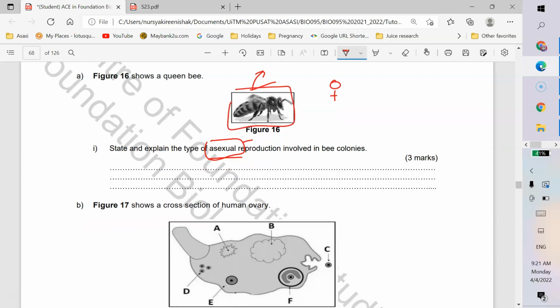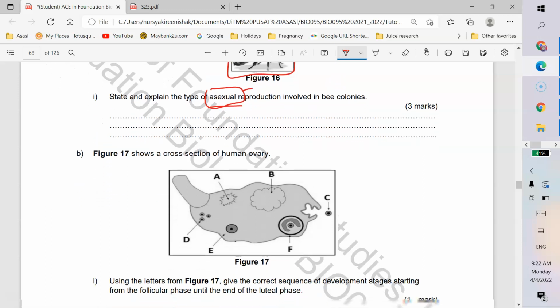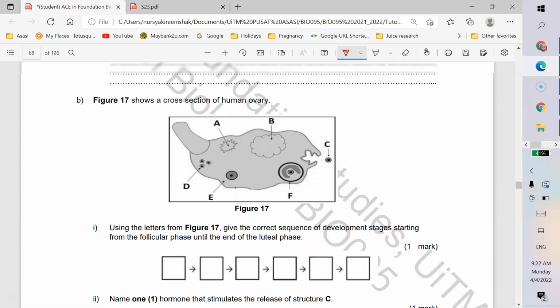Kalau untuk bees ni dia boleh tengok keadaan lah kan. So kalau keadaan nak menghasilkan male through parthenogenesis, which is asexual reproduction, tapi kalau dia nak menghasilkan female workers, so it is through sexual reproduction where it involves fertilization between egg and also sperm. Alright, so thank you Zahratul. Next is Adlin B.